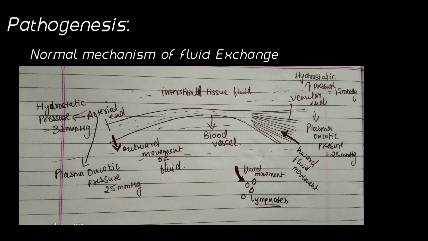At the arterial end, these pressures help the driving out movement of the fluid into the interstitial tissue spaces, whereas at the venular end, these pressure differences help in driving fluid inside the capillary vessel. This process helps in tissue fluid formation, and also helps in circulation of fluid throughout the body, and thus it helps in the process of homeostasis also. Apart from this fluid exchange, there is a part of fluid which also escapes through the lymphatics.